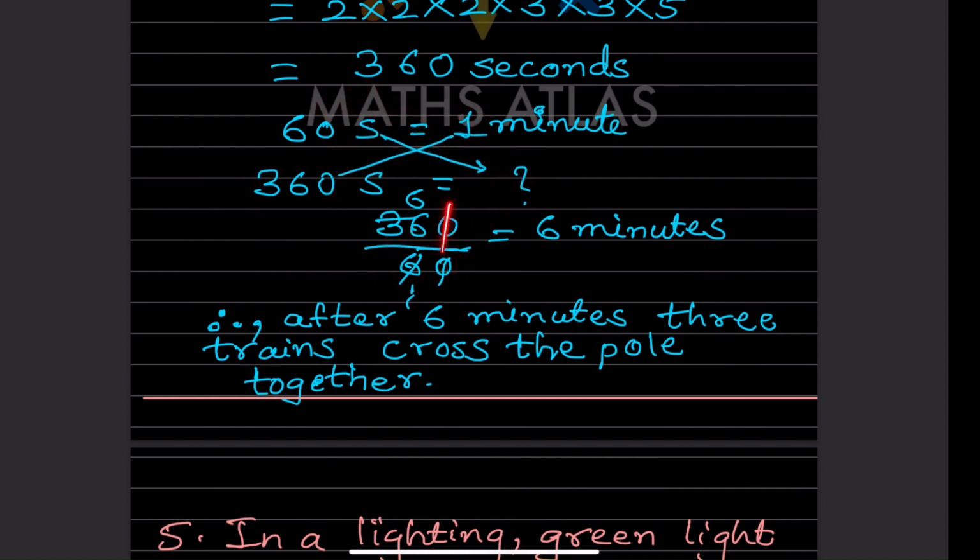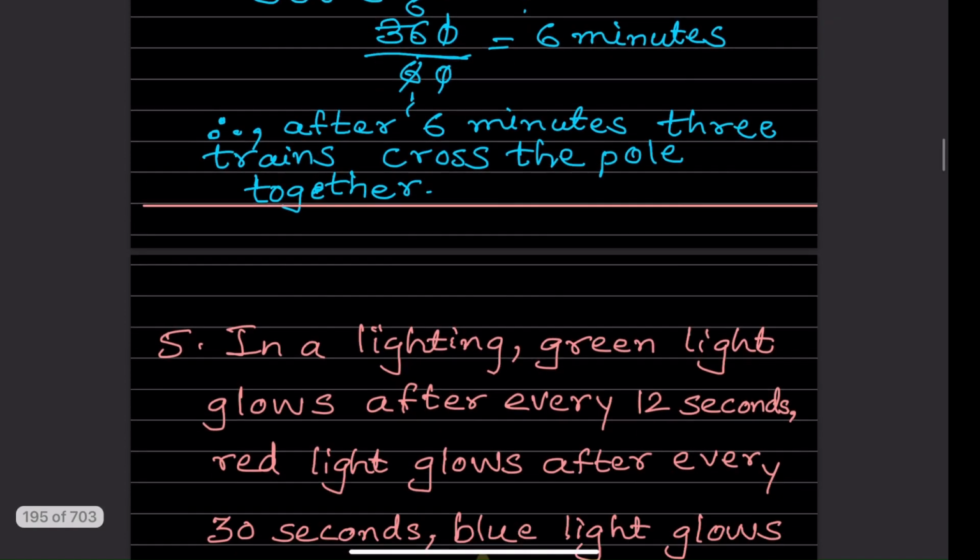So now what will you do? This and this will get cancelled. So this is 6 minutes. So we can say that after 6 minutes, the three trains cross the pole together.